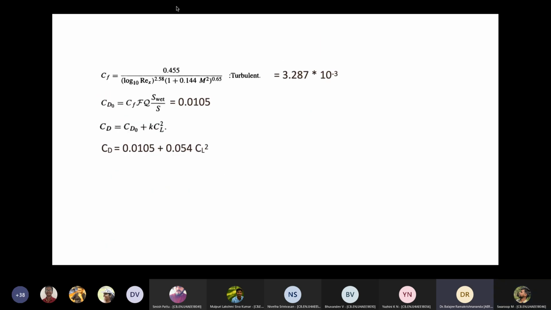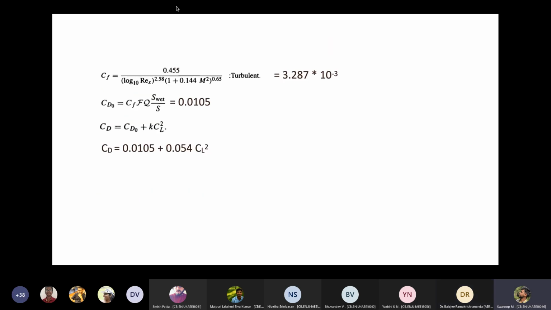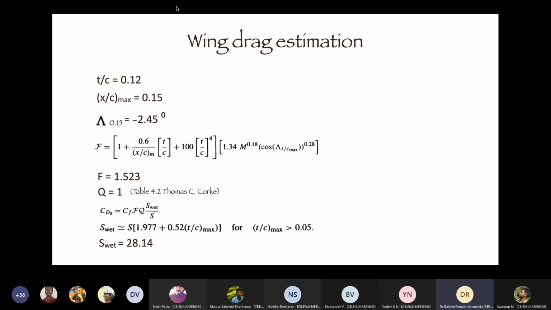Next one. We got the relation between CD and CL squared. Now at cruise CL, what is the CD you calculate, and calculate the drag in newtons. What is the cruise CL you took for the aircraft? How did you design your airfoil? How did you choose your airfoil? Go back. Where is CL cruise for the airfoil? How did you find out?